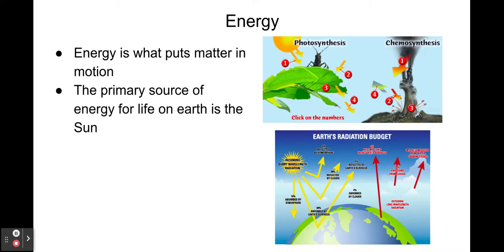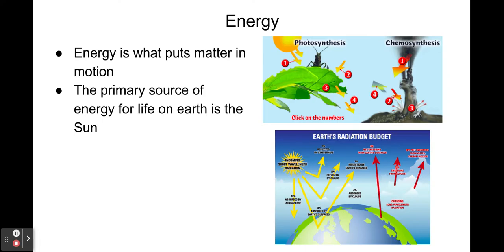The primary source of energy for life on Earth is the sun. That's what powers photosynthesis. Leaves are able to capture that energy and transform it from light energy into chemical energy, which then gets passed up the food chain.